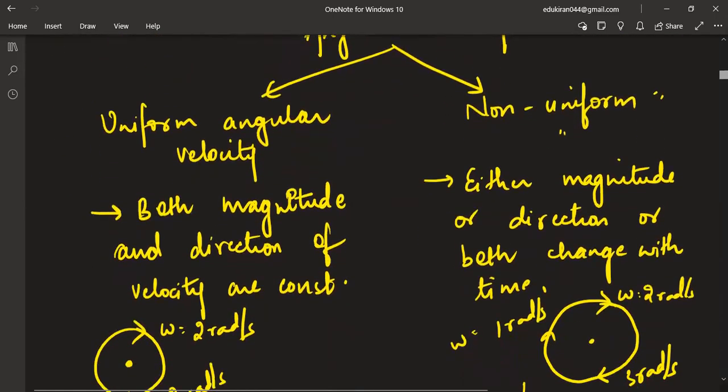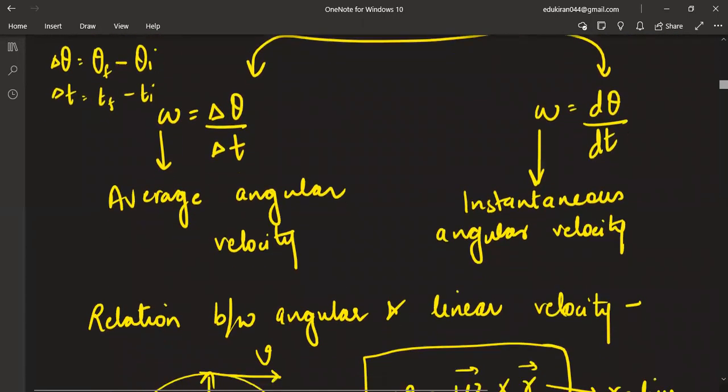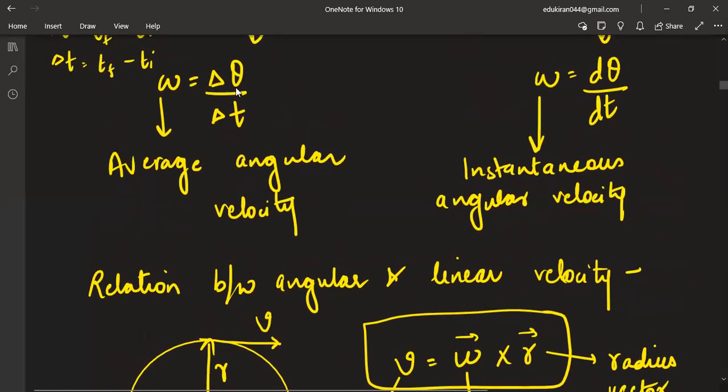Now it can be uniform, it can be non-uniform. When both magnitude and direction of velocity remain the same, we say it's uniform. But if any of the quantities changes, either magnitude or direction, we say this is non-uniform. So uniform circular motion is more important to you. In non-uniform, you can directly write delta theta by delta t when you are calculating for a certain duration of time, and for any instant, you can take differentiation, d theta over dt.